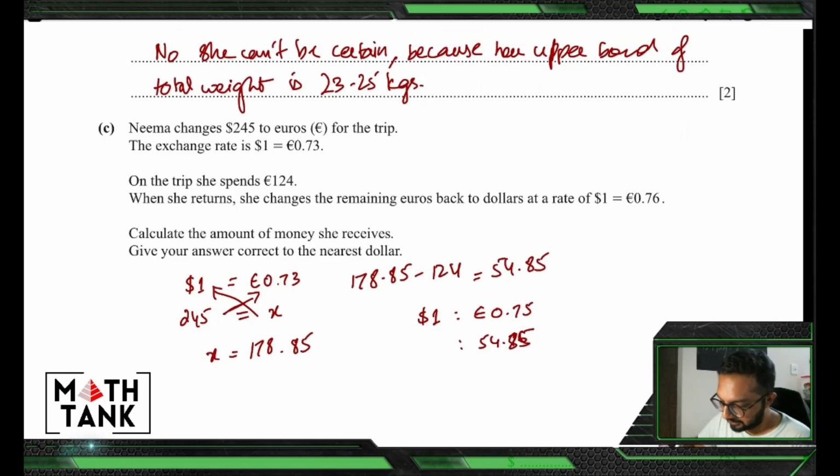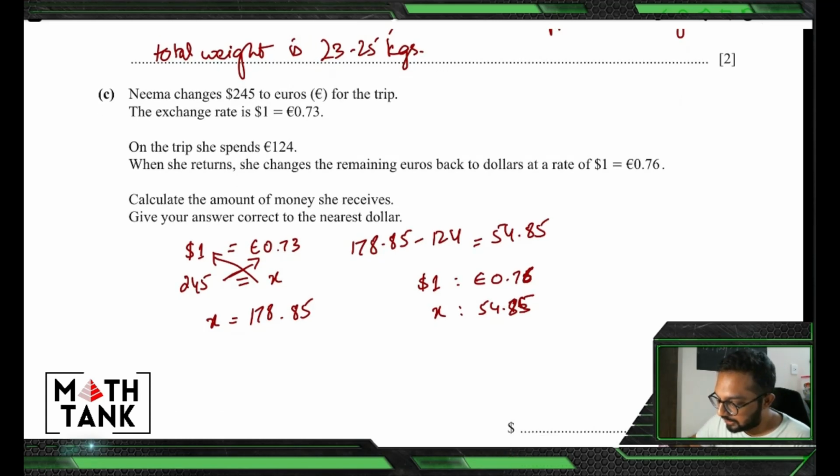Okay, 54.85, and this is 0.76. Okay, it's X, so that's where 0.76 came in. So that's 54.85 equals 0.76x. X equals 54.85 divided by 0.76.